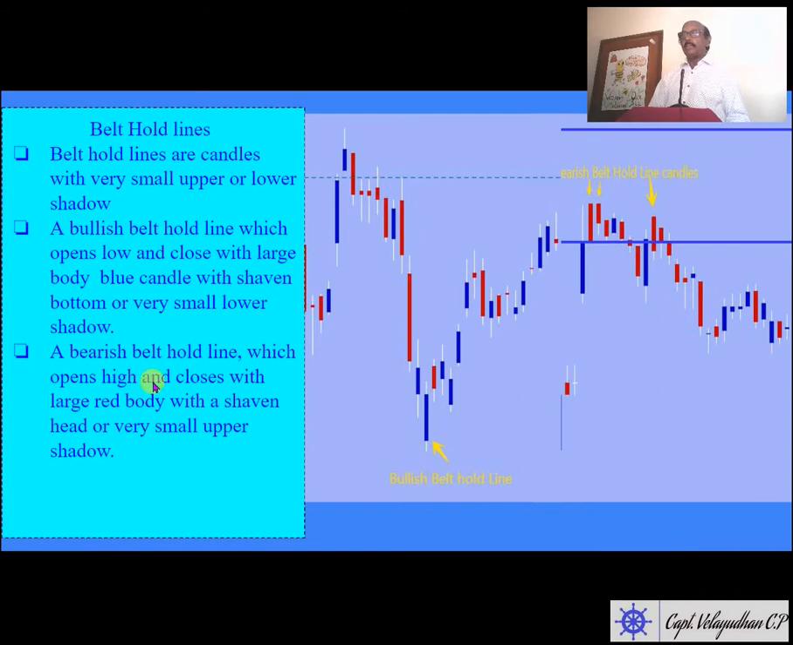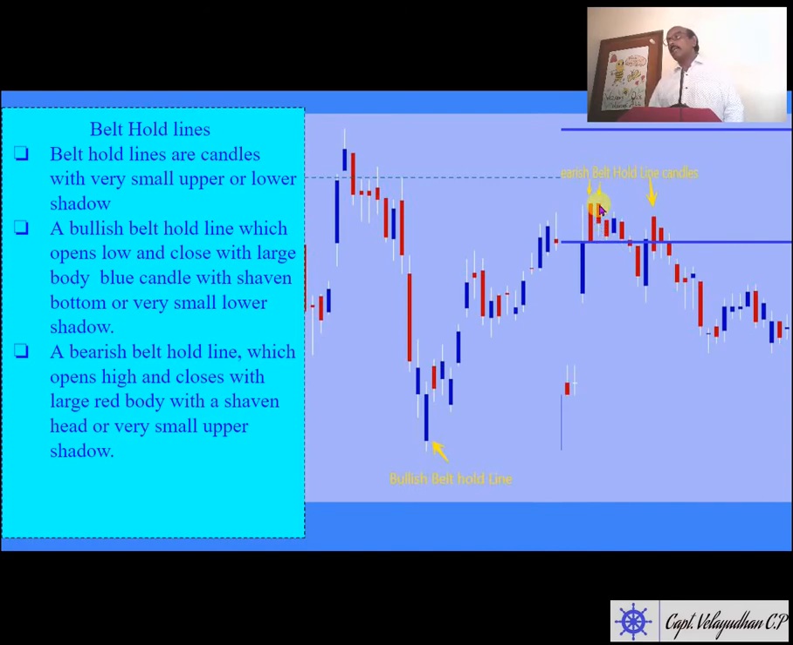A bearish belt hold line opens high and closes with a large red body with a shaven head or a small upper shadow. This is a bearish belt hold line. It gapped up and opened without an upper shadow, then pulled back.